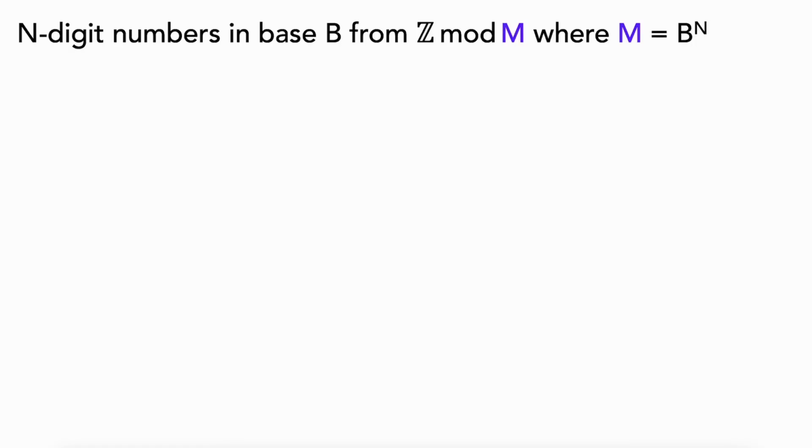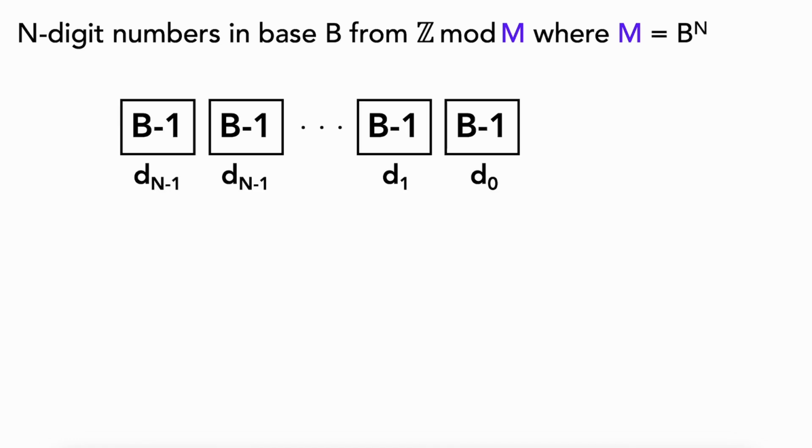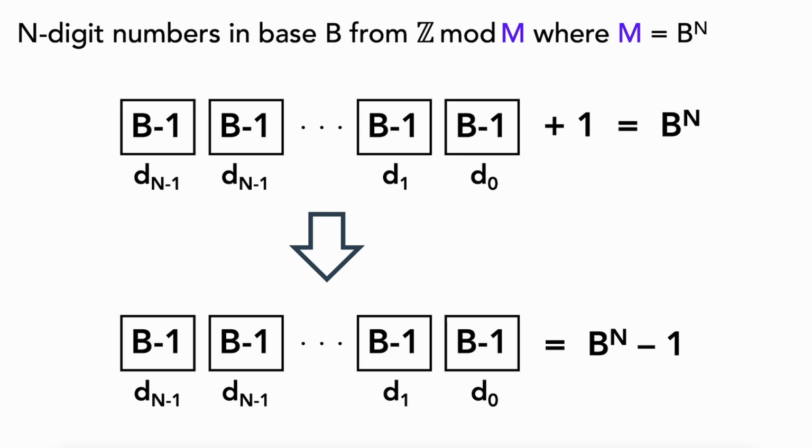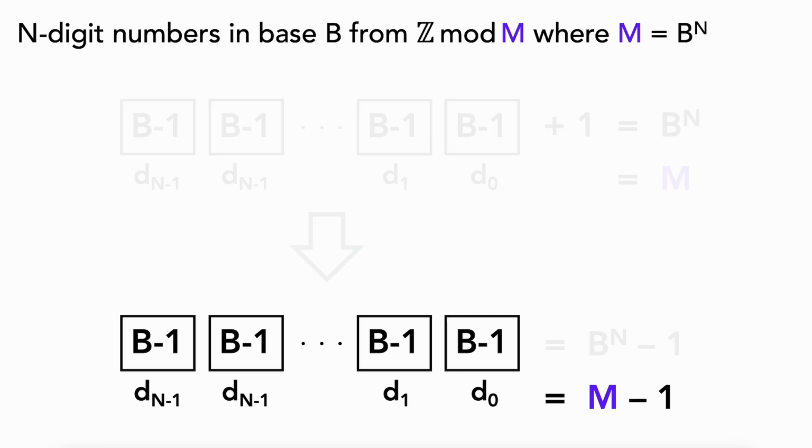Now, I want to take a brief aside to derive a mathematical fact that we're going to keep in our back pockets. Suppose, again, that we have n digits in base b. We'll use m to refer to the modulus. That is, these numbers are from z mod m. Now, we saw previously that m is equal to b to the n. If we load every digit with the highest possible value and we add 1, we saw that we get b to the n, which is, again, the modulus m. Let's ignore for now the fact that this wrapped around to 0. If we take that 1 and move it to the other side, we see that maxing out all the digits gives us b to the n minus 1, i.e. it gives us the modulus m minus 1. It's that second part that's really important, and I'll remind you of it when it becomes relevant later.